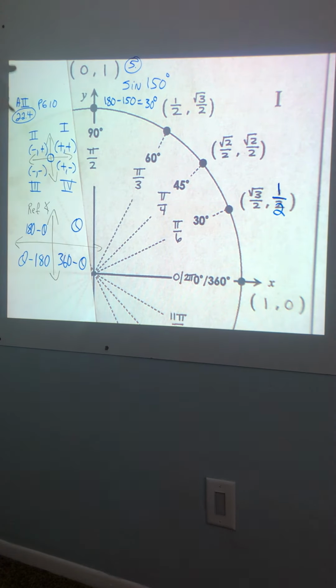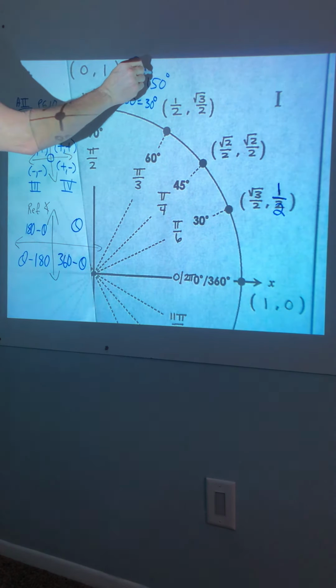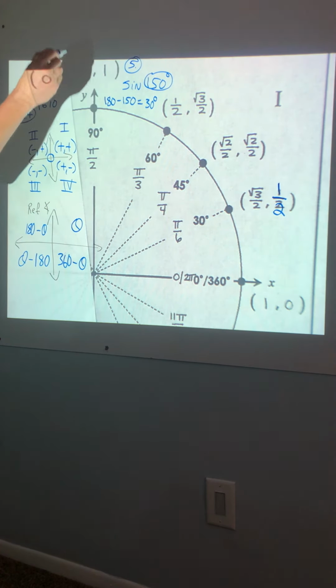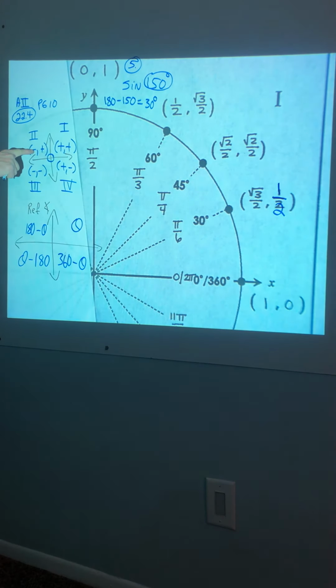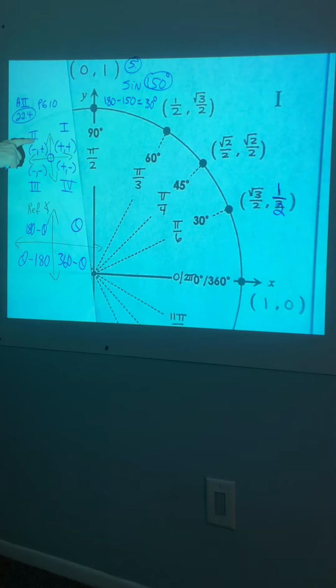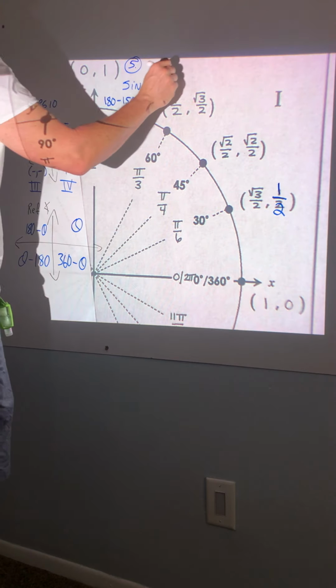Okay, and then I've got to check on my signs, because 150 landed in quadrant 2. Let's just double check the signs. All right, the cosine is negative, the sine is positive, so you'll go ahead and keep that positive, and then the answer is going to be 1/2.